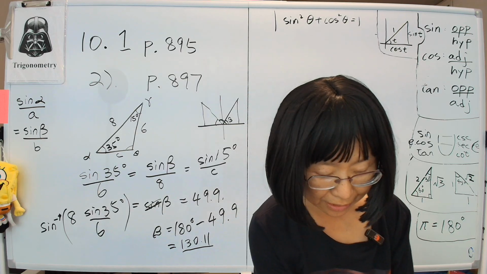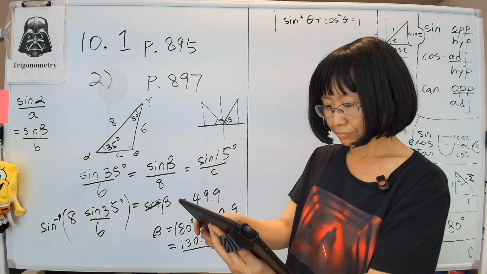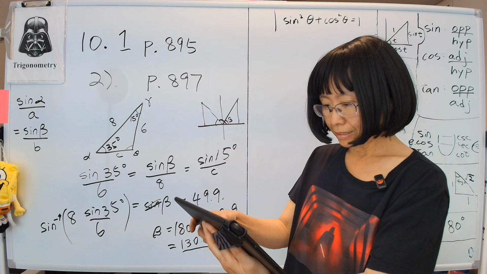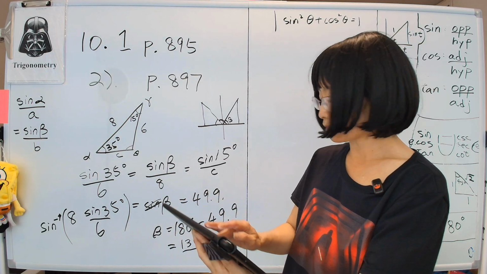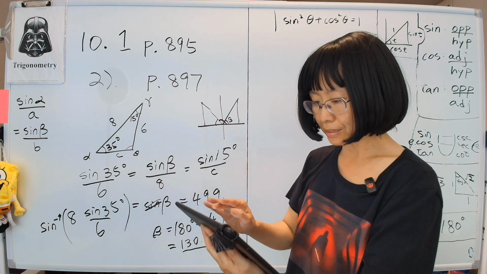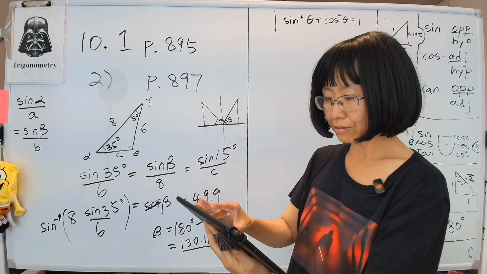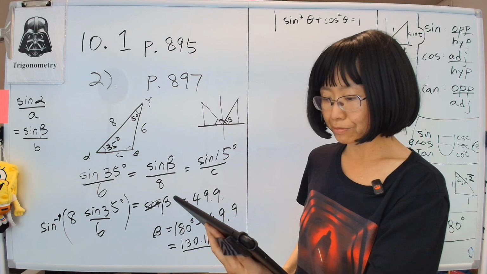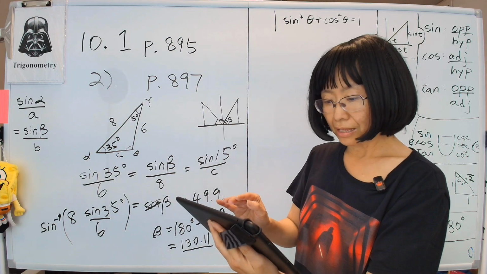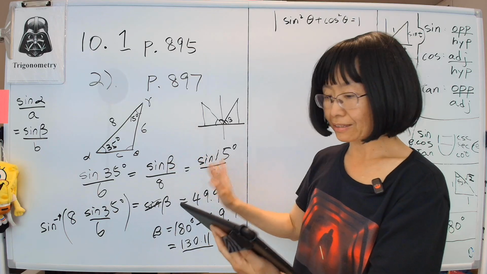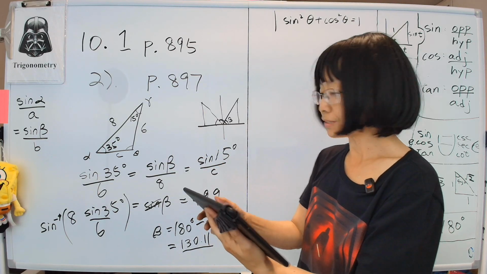So please finish this as part of your homework, example 2. The point is, sometimes there are two possibilities. See, the book calculated gamma to be 14.9 degrees. So that's that. Please finish doing that, okay? And then we will move on to example 3.